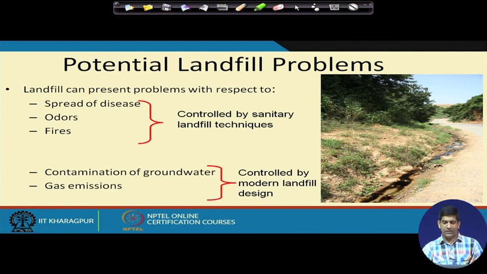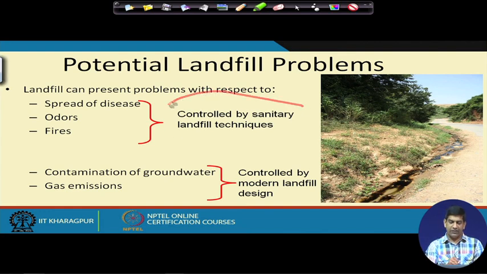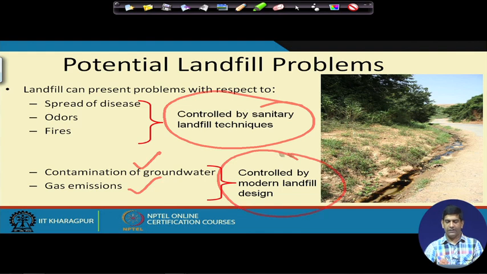Landfills do present problems in terms of the spread of disease. There is a spread of disease, a smell problem, a fire problem, and those things can be controlled by sanitary landfill technique. Then you can have contamination of groundwater or gas emissions, which is controlled by modern landfill design.